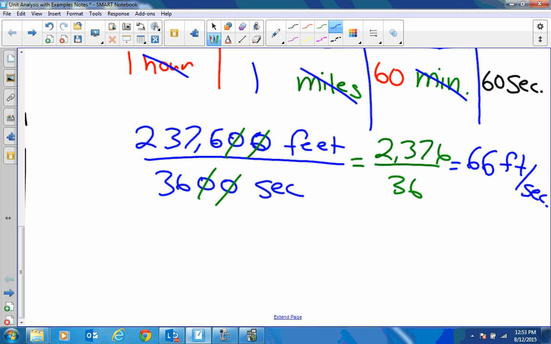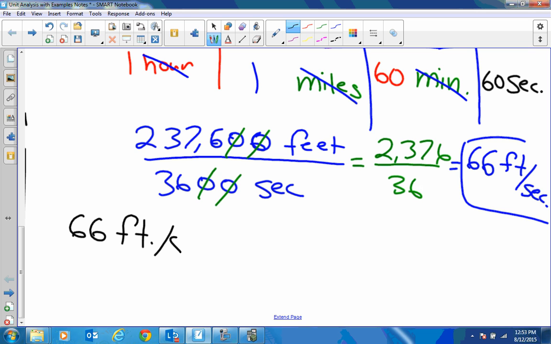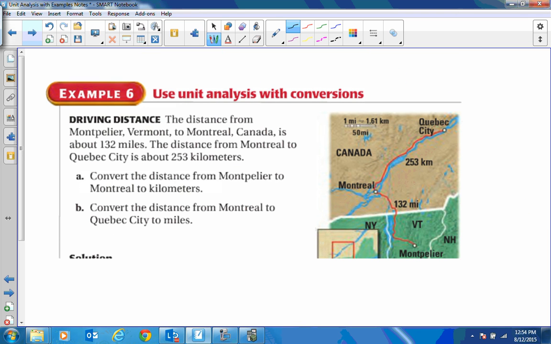I ran out of room there, but you see the picture, okay? I'll write smaller and move over next time. So that would be your answer. Actually, let's write that up. Okay. So that's how you go about doing that. We'll practice that in class before you guys work on that assignment.